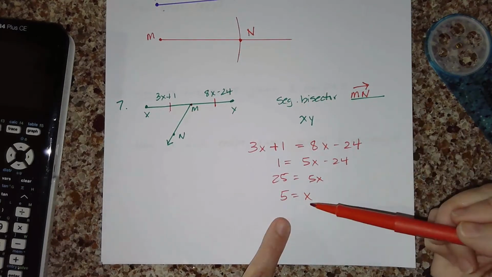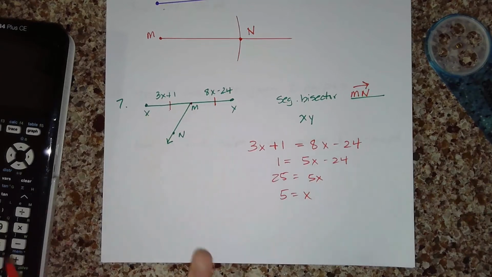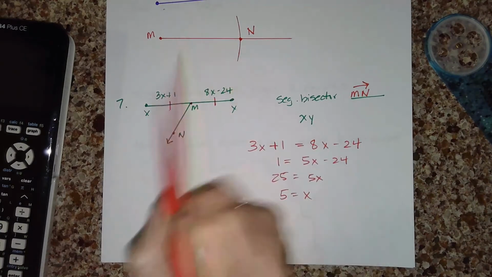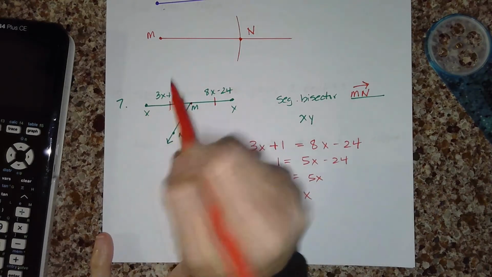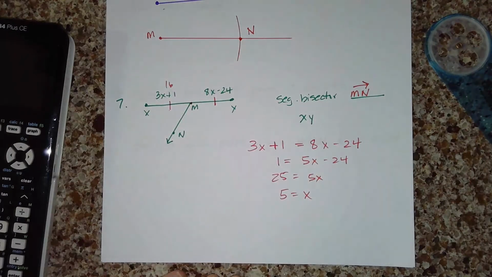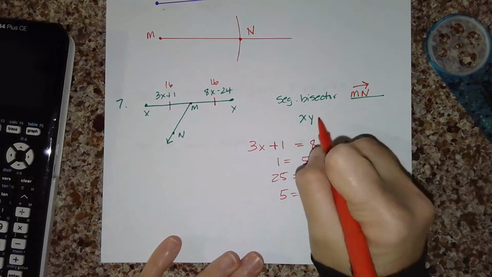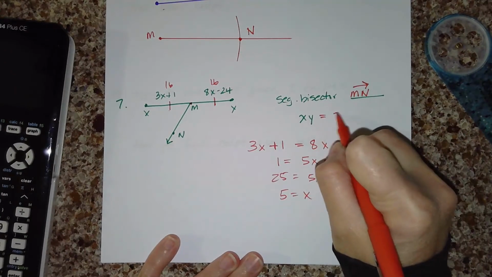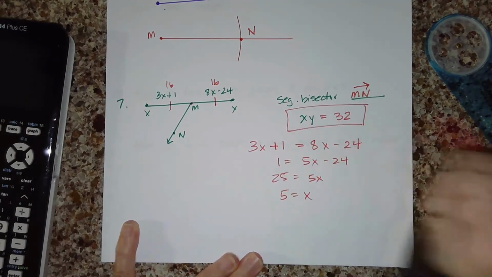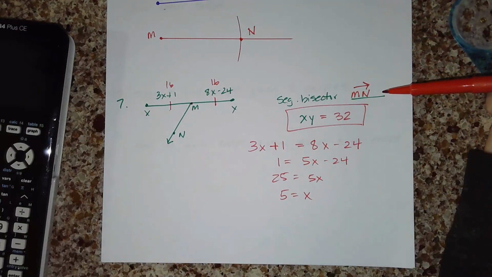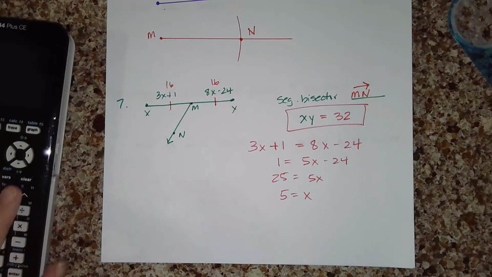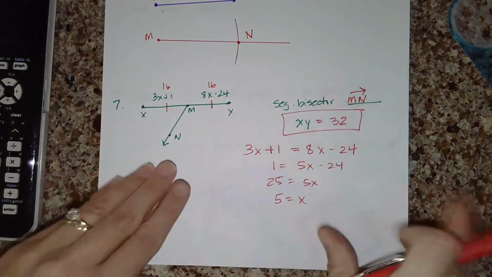The answer asks for the length of x to y. So you have to plug it back in. If I plug 5 in back here, I get 15 plus 1, which is 16. And then I know this has to be 16 because we already said they were congruent, which means the length of x to y has to be 32. So the segment bisector was MN, the ray MN, and the length of x to y was 32.